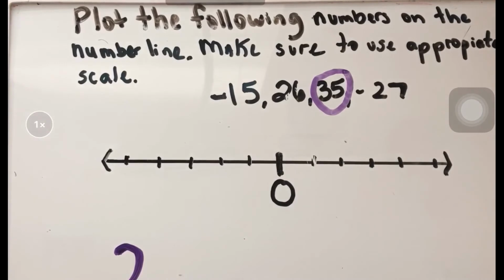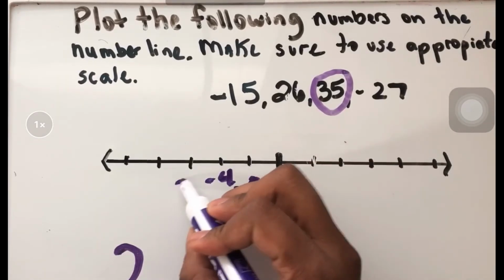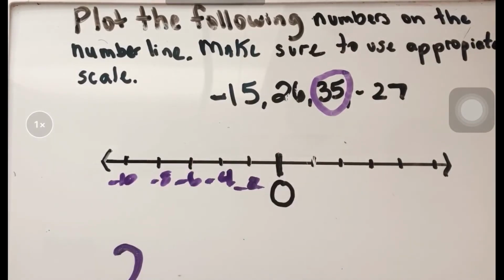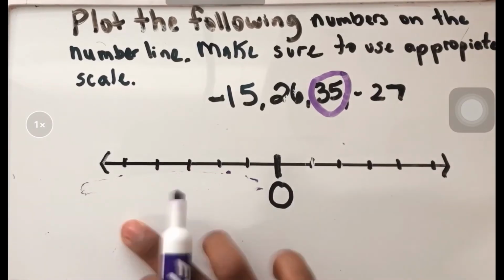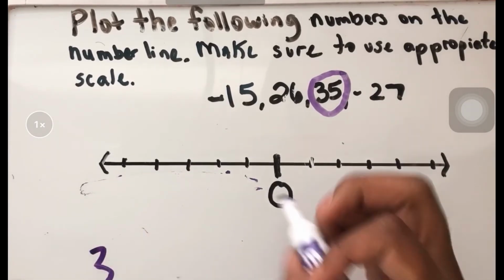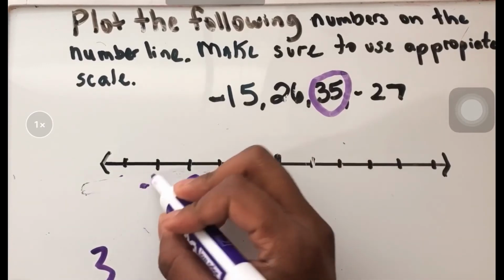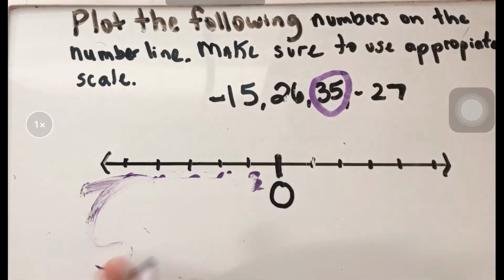Is 2 going to be an appropriate scale or skip count for me to be able to plot this 35? Let's see. -2, -4, -6, -8, -10. It is not an appropriate scale, so I cannot use the scale of 2. Let me try 3. -3, -6, -9, -12, -15. Still not enough. It's not getting me anywhere near 35.